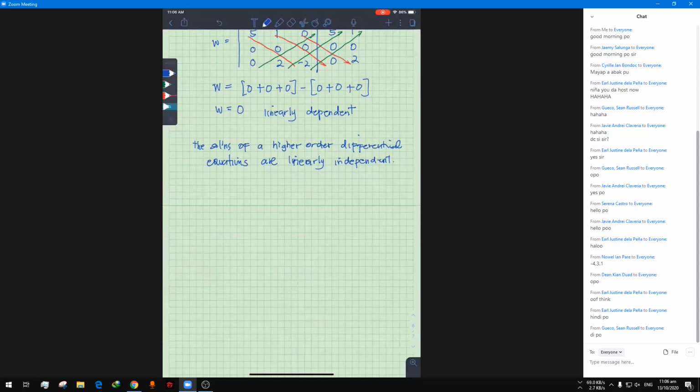Okay? So that one, so which proceeds, so dun sa solution, punta na tayo dun sa solution of second order differential equation.